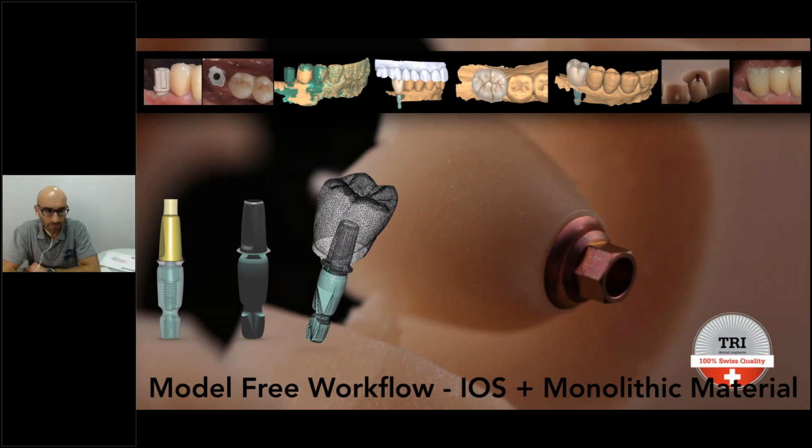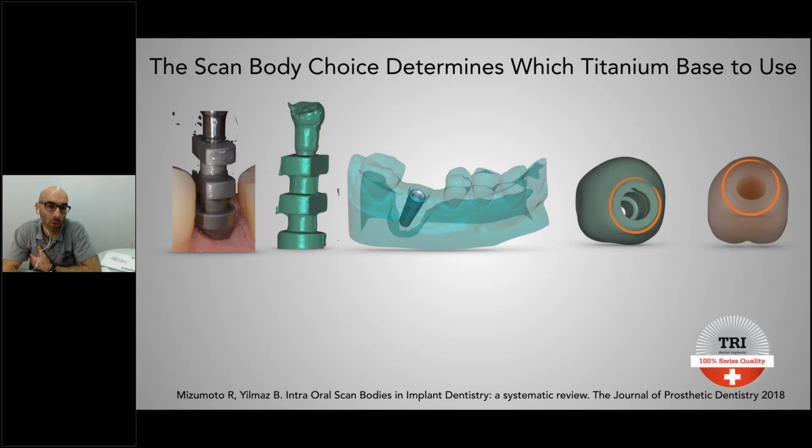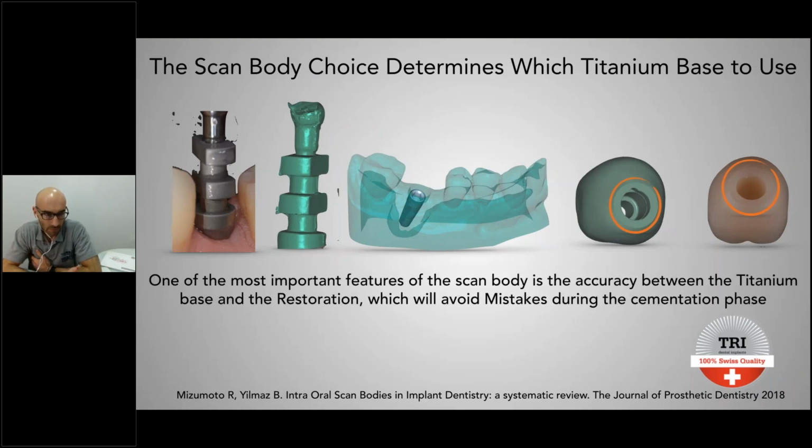So then, it's important to remember when you work with digital workflow, the scan body choice determines which titanium base has to be used. This is very important because when you receive a digital impression from the dentist, it's not possible to choose and to use what you want. The choice of the scan body gives us information, and with this info we can use only a specific T-base, only a specific workflow for following this impression.